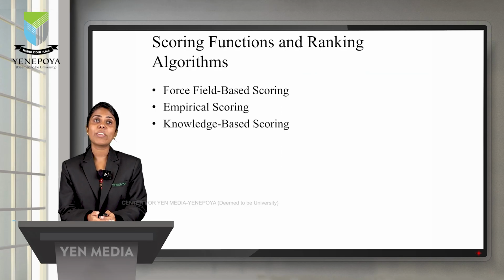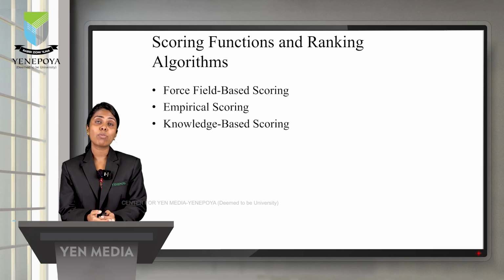So, scoring function and ranking algorithm. Scoring function is nothing but a mathematical equation, and it will evaluate how our ligand will be bonded to the target site. It is mainly based on the binding energy and the interaction. The ranking algorithm is nothing but, based on the score, it will rank the ligands from higher to lower score. With the ranking algorithm, the best candidate will be chosen for further studies.